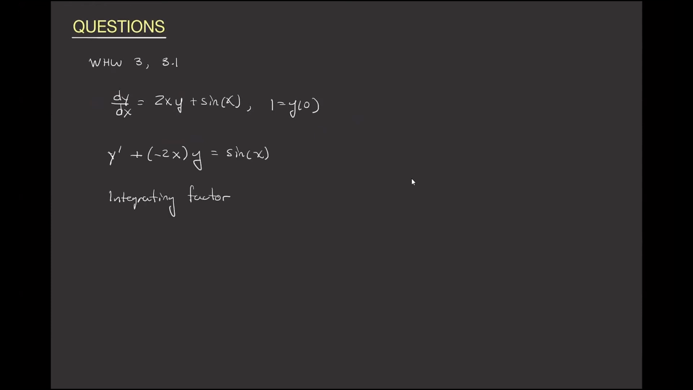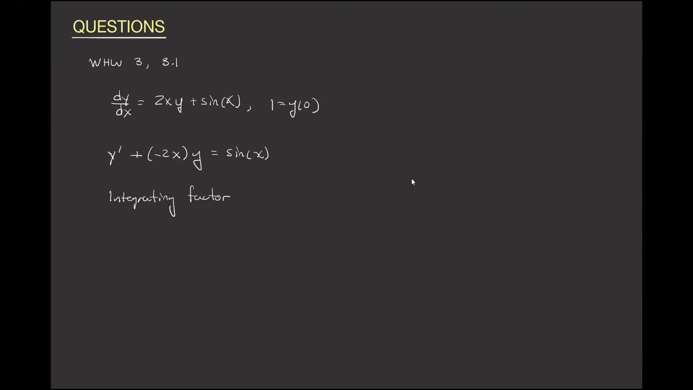It says, we look at this differential equation and this initial value. And what we want to do is find a solution formula. And you can write this as y prime plus negative 2x y is equal to sine of x. You can use an integrating factor since it's first order linear.